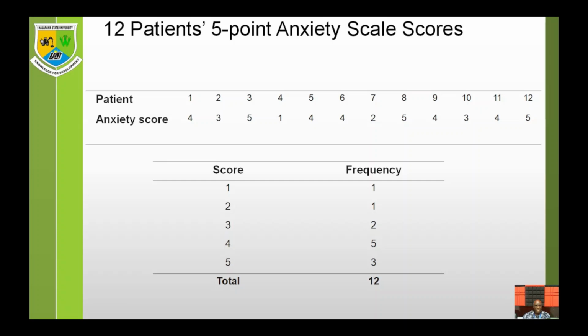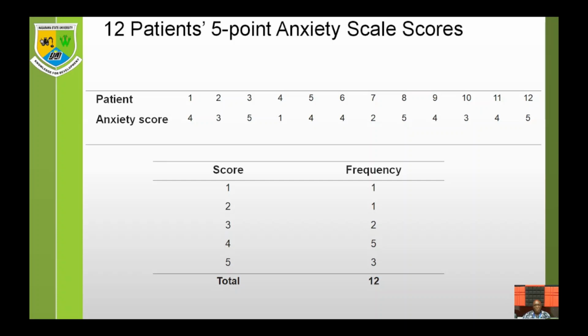The next point is there's a table here showing a 5-point Likert scale of scores. These are scores that are taken from 12 patients, indicating their level of anxiety. It could be patients, it could also be students. For example, 12 students are appearing for exams. If you measure their level of anxiety, they will not be on equal level.